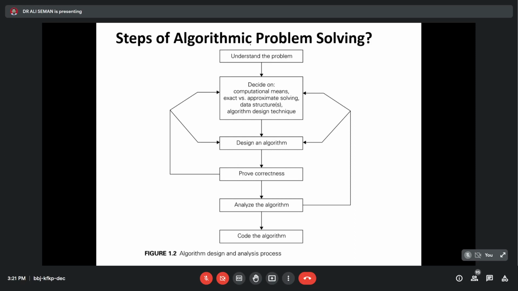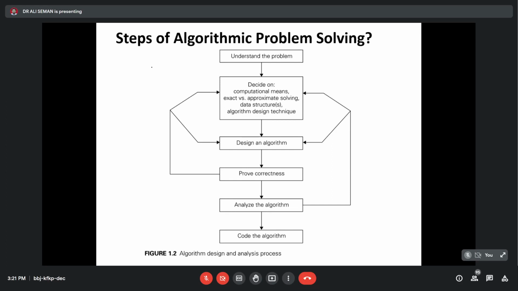And the next is data structure. Of course, data structure is important. When we try to implement, we need to know certain data structures, especially when implementing sorting. We need to put the items into an array so that we know how to use the array. And finally, you need to decide on the algorithm design technique, which design technique is suitable to solve the problem.